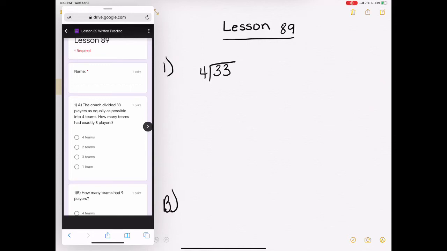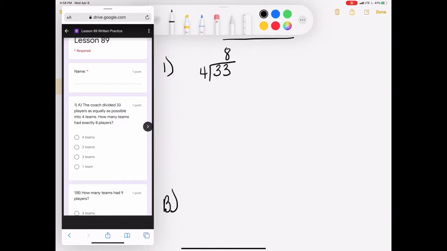Today's lesson is lesson 89, number 1A. The coach divided 33 players as equally as possible into 4 teams. How many teams had exactly 8 players? 33 divided by 4, I know 8 times 4 is 32, which leaves 1 left over.